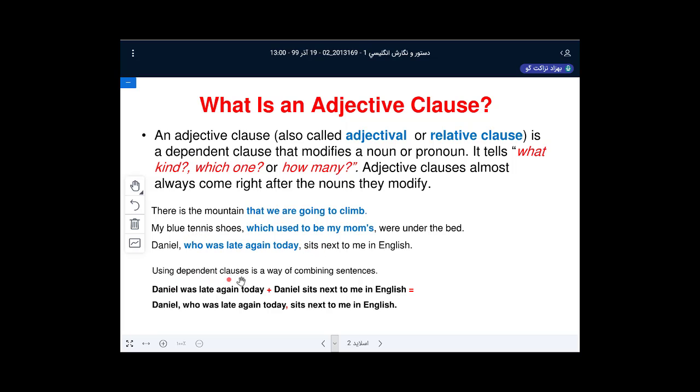Using dependent clauses is a way of combining sentences. You see, we have two independent clauses here. Daniel was late again today. Daniel sits next to me in English. So here we have two simple sentences. Instead of writing two simple sentences, because the subjects are the same, we can just drop one of the subjects and use one of the relative pronouns. And this relative pronoun just connects two parts. So we will see: Daniel, who was late again, sits next to me in English.